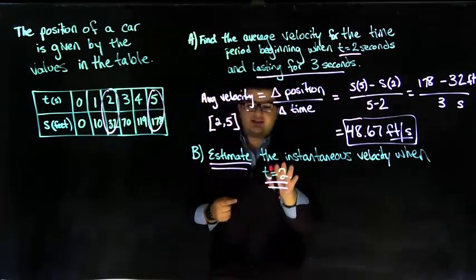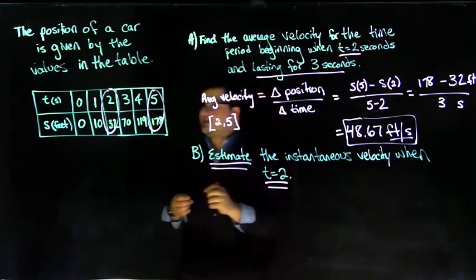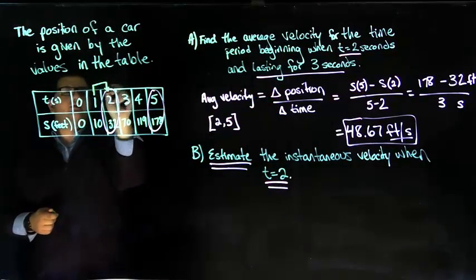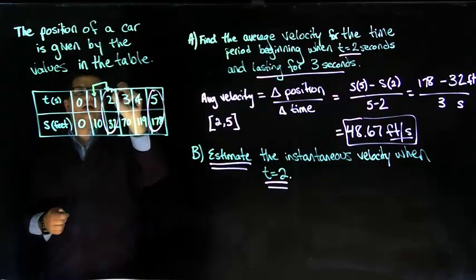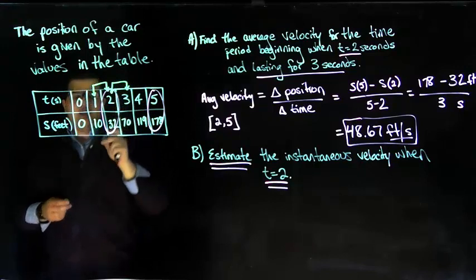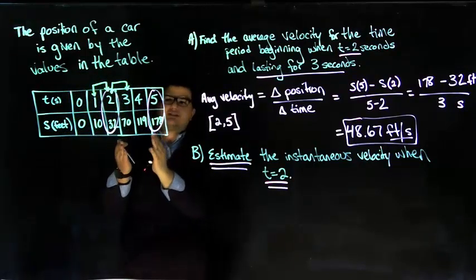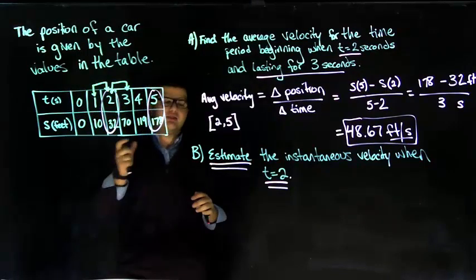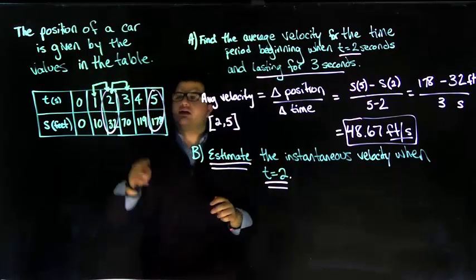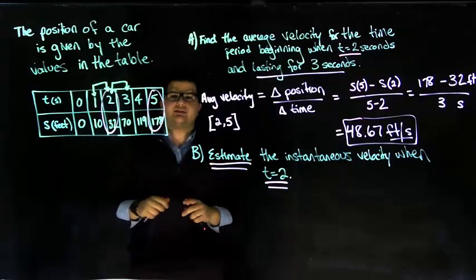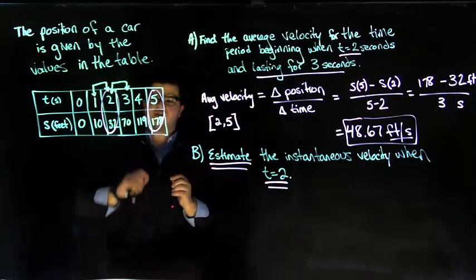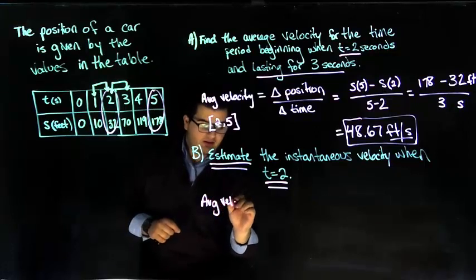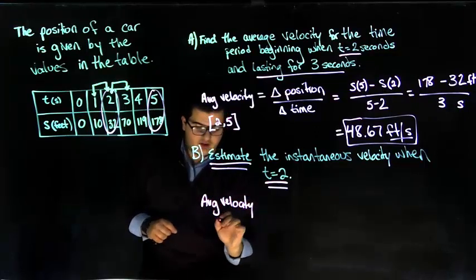How do I estimate the velocity at this certain point? Well, I'm going to take the two closest points to 2, which are 1 and 2, and then 2 and 3. If I calculate the average velocity from 1 to 2, and I calculate the average velocity from 2 to 3, then I can give somewhat of an estimate of what the instantaneous velocity at t equals 2 is. So let's do it. We have to calculate the average velocity from 1 to 2.